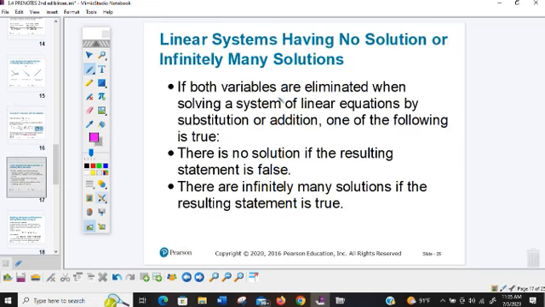To sum that up, if both variables are eliminated when you solve a system and the statement is false, there's no solution. If you end up with 0 equals any number, that's false. If you end up with a statement that's true, then it is infinite solutions. So no solution is when it's false. Infinitely many solutions is when you end up with something that's true, like 12 equals 12.